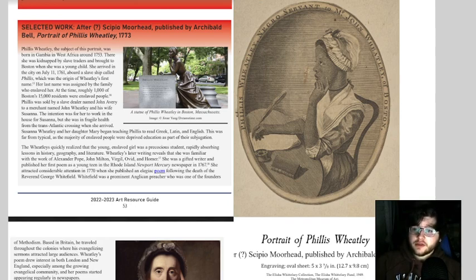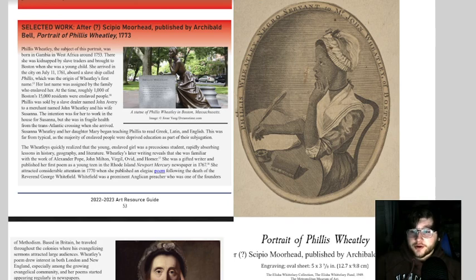At the time, roughly 1,000 of Boston's 1,500 residents were enslaved people. Phillis was sold by a slave dealer named John Avery to a merchant named John Wheatley and his wife Susanna. The intention was for her to work in the house for Susanna, but she was in fragile health from the transatlantic crossing when she arrived.